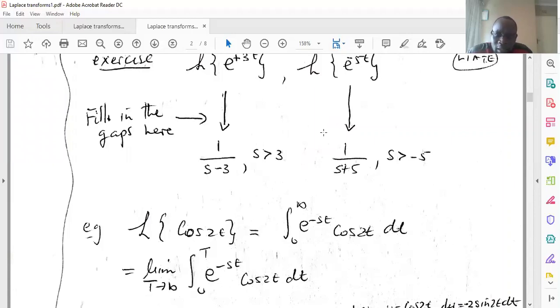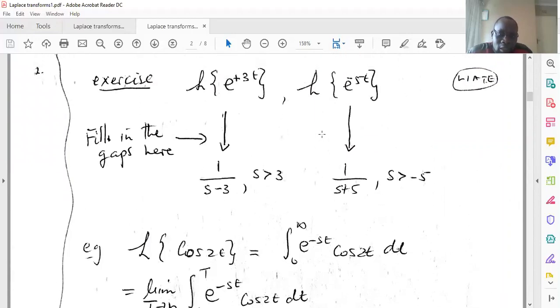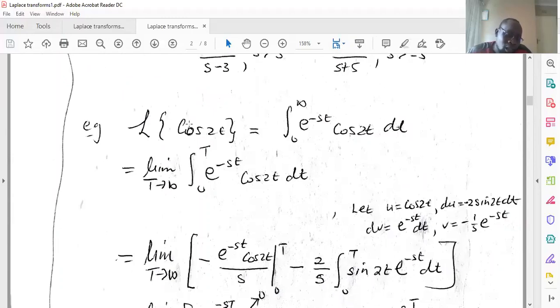Now let's look at the Laplace transform of a trigonometric function, let's say cos 2t in this case. So you just punch in cos 2t into the definition of a Laplace transform and introduce the limits.